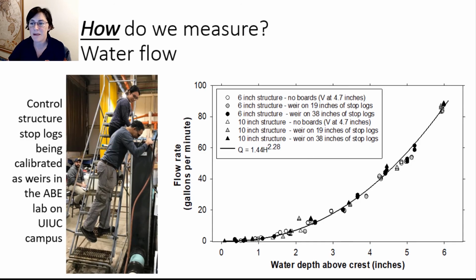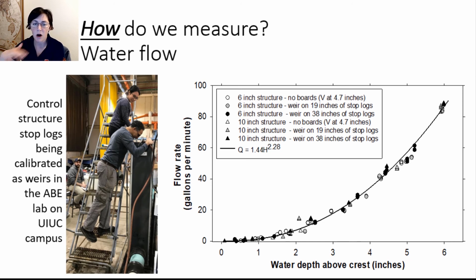How exactly do we come up with how a water depth in a control structure relates to a flow rate? We calibrate that in the lab. We calibrate these stop log weir plates in a lab. We set up a control structure, like that big gray structure you see. We pump water through it, and then we simultaneously measure water depth flowing through the structure with the water flow rate flowing through that structure.